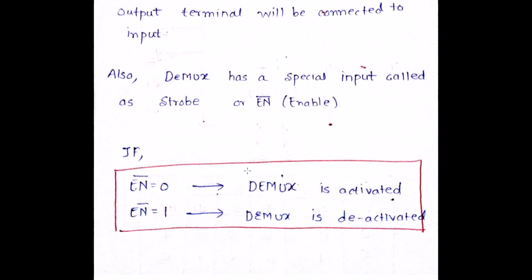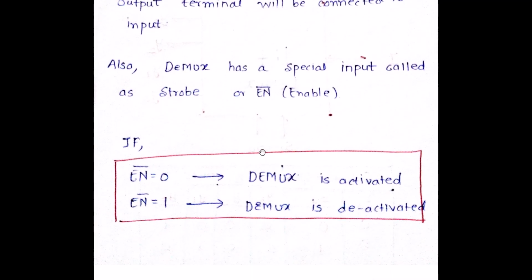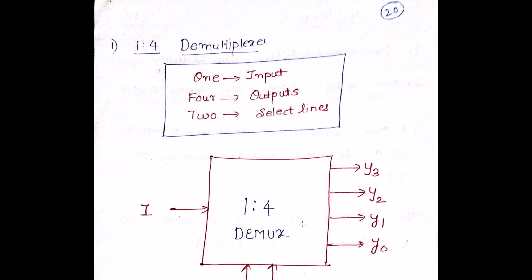A demux has a special input called strobe or En bar. If my En bar is equal to 0, as you can see it's an active low strobe, then my demux is activated. If my En bar is equal to 1, my demux is deactivated. I hope I'm very clear with this.